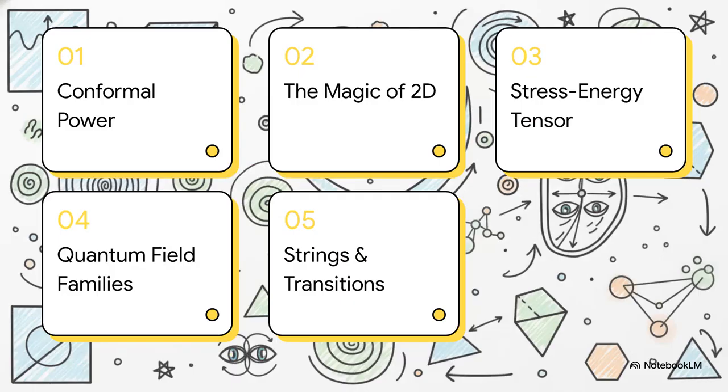Here's our roadmap for the explainer. We're going to cover the power of conformal symmetry, the magic of 2 dimensions, the stress-energy tensor engine, families of quantum fields, and finally, strings and phase transitions.